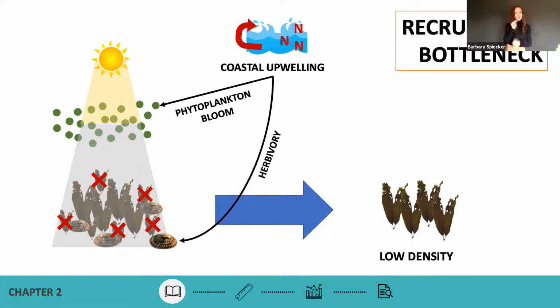Nutrient availability is also often correlated with grazing intensity. So high nutrient levels can stimulate the growth of benthic macroalgae, which through bottom-up effects can increase grazing intensity. And in areas with high upwelling and frequent phytoplankton blooms, herbivores graze on juveniles, which also creates a recruitment bottleneck. So then we have a combination, right, of shading and grazing that may reduce juvenile survivorship and ultimately end up reducing adult densities overall in the population.